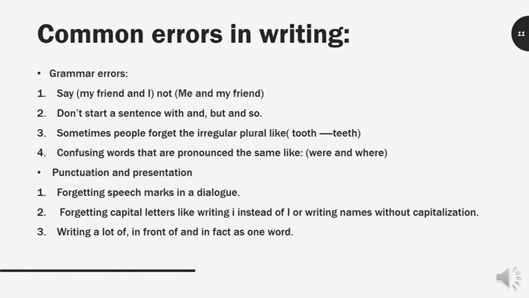Moving on to punctuational mistakes, start with the first one. People often misuse or forget to use the speech marks in dialogue, in speeches. So always remember to put the speech marks. Number 2, forgetting capital letters like writing i, the small letter, instead of the capital letter I, or writing names without capitalization. A huge mistake, should be always avoided. Finally, we have some words that are made of 3, not 1, like a lot of, and in front of, and in fact, too. So you shouldn't stick all these letters together. This would be a mistake.